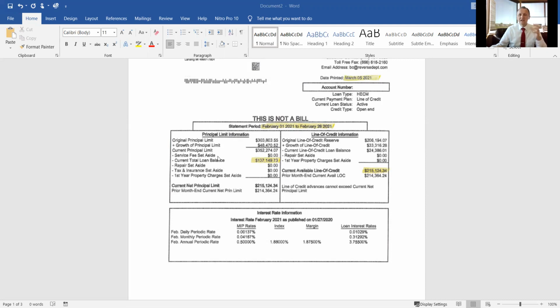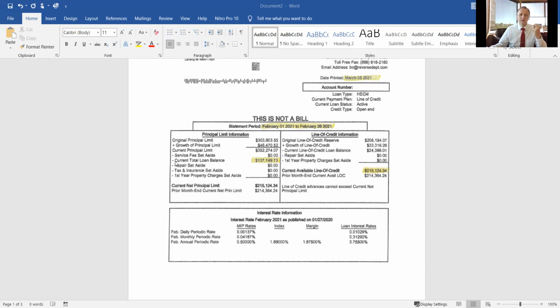Servicing fees set aside. None of the banks I use charge a monthly servicing fee, but I know that there are some out there that do, and this is usually about a $20 or $25 fee. If you are being charged this, it's kind of an unnecessary fee. I would call your bank and see if you can negotiate with them to get that removed, because again, there's just no reason for them to be charging that extra money.